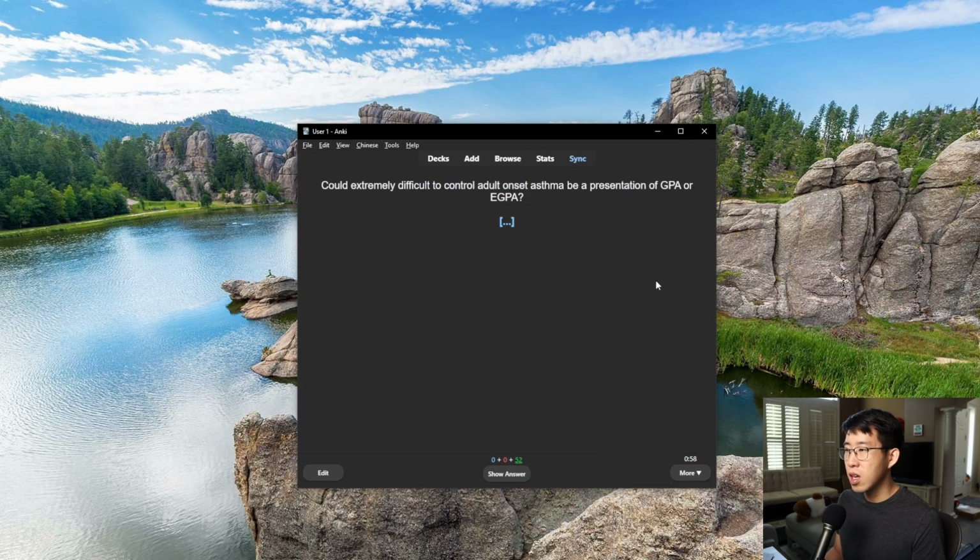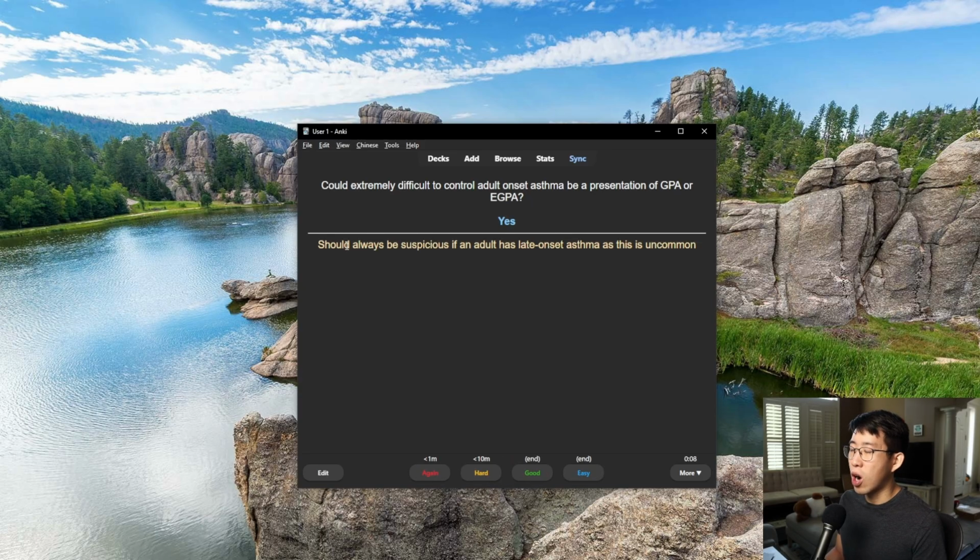Could extremely difficult to control adult onset asthma be a presentation of GPA or EGPA? The answer is yes. So always be suspicious if an adult comes in with late onset asthma that's very, very refractory. This could be a potential presentation of GPA or EGPA.